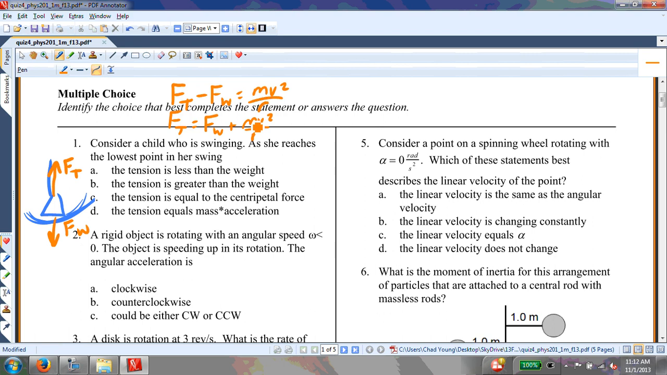So the tension is going to be bigger than the weight, which is A, or excuse me, which is B. It's not less than the weight, it's greater than the weight. The tension is not equal to the centripetal force. The tension minus the weight equals the centripetal force, and the tension does not equal the mass times the acceleration.